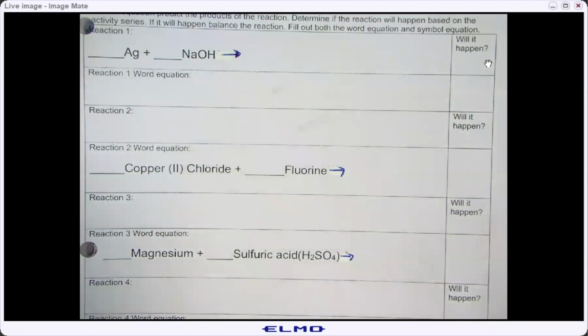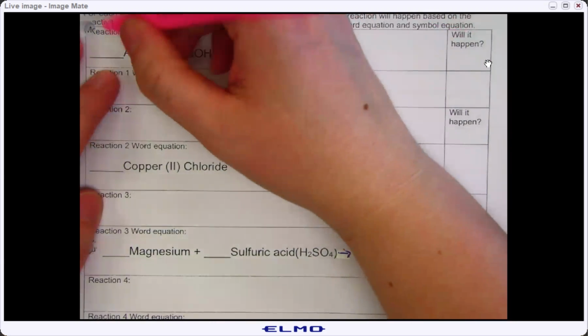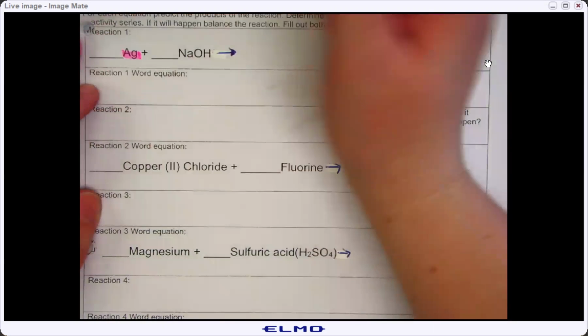I'm going to be going through some single replacement reactions and their corresponding word equation. So the first thing for a single replacement reaction is to look at what the individual element is, because that'll tell you what is trying to be replaced. So if I look here, we see that we have silver.